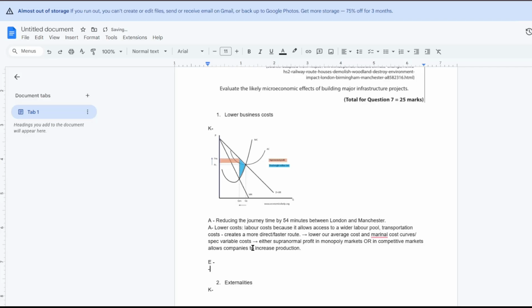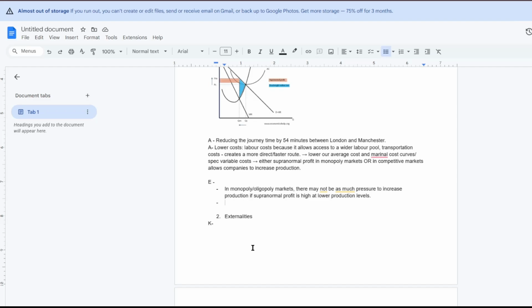Well, one of the things that might happen is in monopoly markets or oligopoly markets, there may not be as much pressure to increase production if supernormal profit is high at lower production levels. So maybe we don't have the effect of increased production that we're looking for. That would be potentially a criticism, right? We're not saying that lower costs won't happen, but this is maybe a caveat to the idea that this project is going to massively improve business costs, and therefore we're going to be able to make a ton more stuff. Maybe that's not going to happen if we're looking at monopolies.